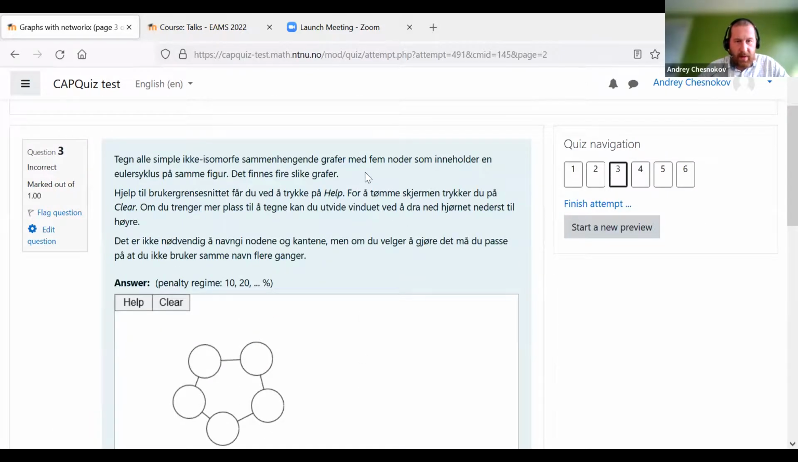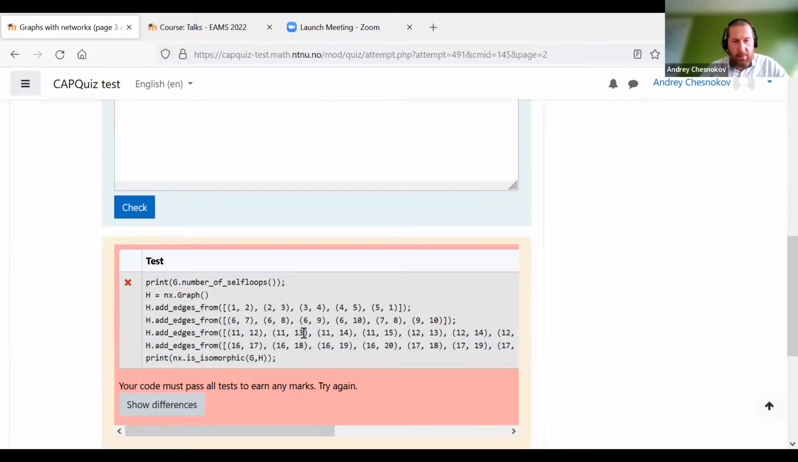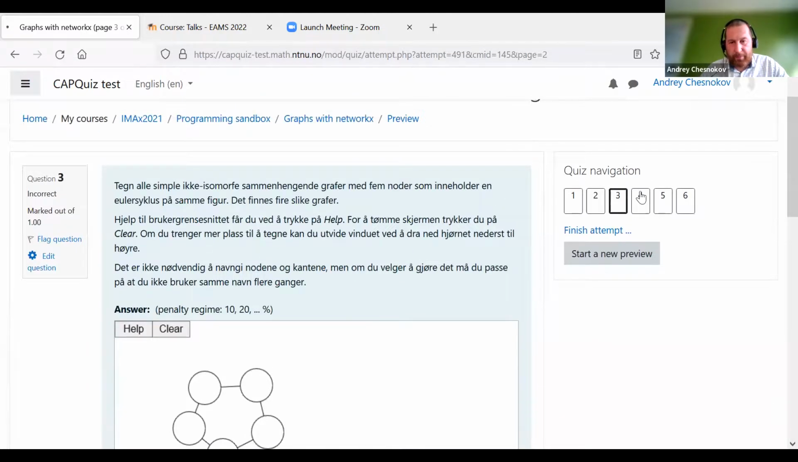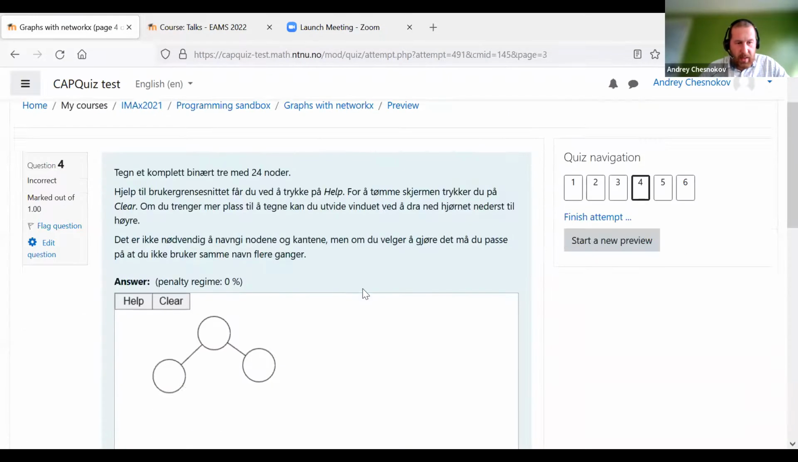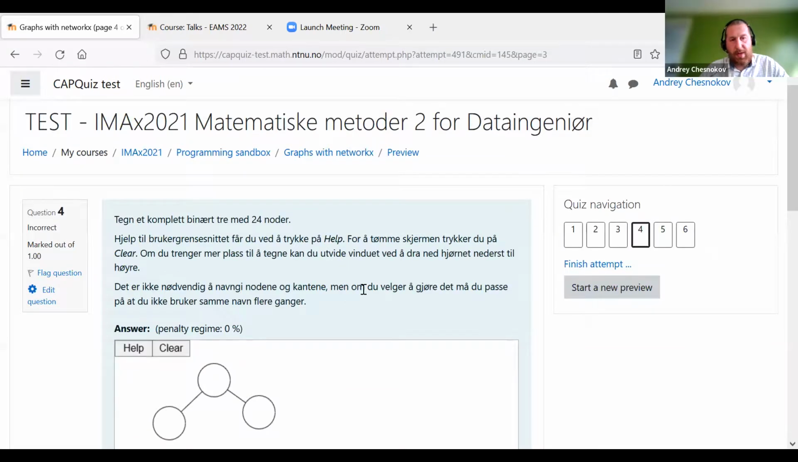Number 3, something like this. What is here? 5 nodes. Then there should be an Euler cycle in all graphs. So everything that has an Euler cycle and 5 nodes. So same type of thinking. We just provide an answer and we check whether it's isomorphic or not. Here, I guess it's pretty much the same. Just draw some binary tree that has exactly 24 nodes.